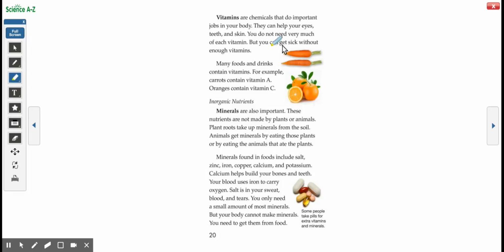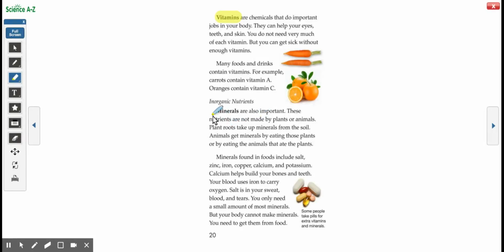Vitamins. Vitamins are chemicals that do something important for your body. You don't need a whole lot of each vitamin, but you can get sick without enough of them. Like vitamin A, vitamin C. I'm sure you've heard that before. If you're sick, drink orange juice or some kind of juice that has vitamins in it. If you think you're about to get sick, drink some juice that has vitamin C. It can help with your cold.